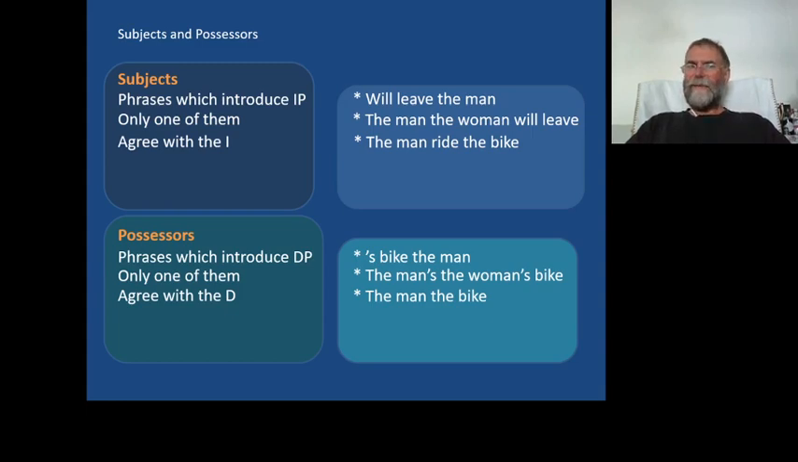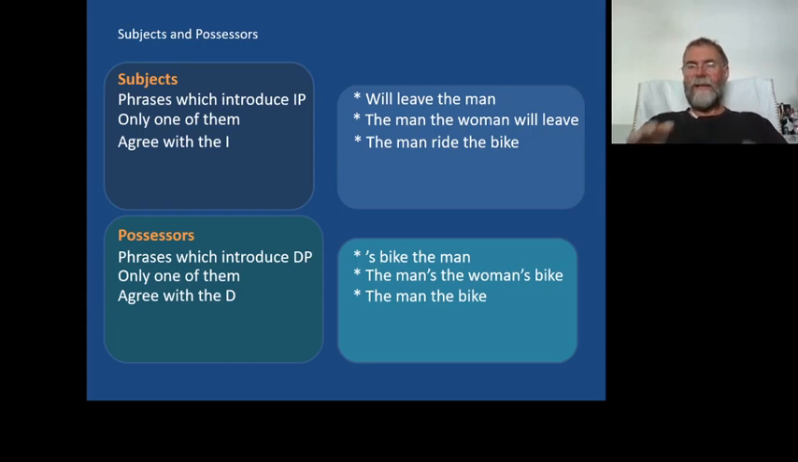Well, exactly the same thing is true of the possessive determiner. Whenever you have a possessive determiner, you've got to have a possessor. When you haven't got a possessor, you can't get the possessive determiner. So you've got to have the man's bike. You can't say the man the bike without a possessive determiner. Similarly, you can't say s bike without there being a possessor.